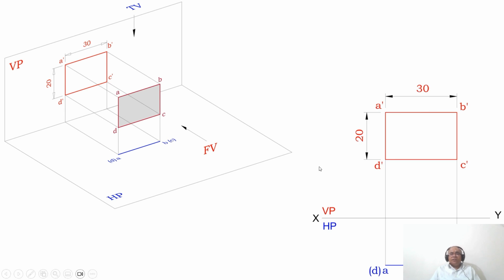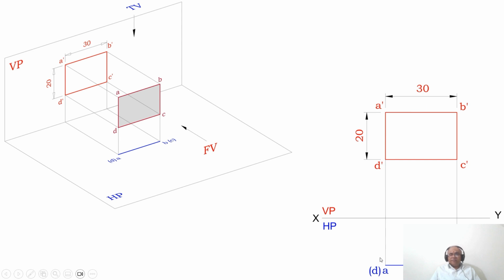How to solve this by using 2D? First I am going to draw an XY line and mark VP and HP. In VP you measure 20 mm vertically and then 30 mm horizontally. Then you construct a rectangle by using the sketchbook, wherein you can measure it directly. Then you mark the points A dash, B dash, C dash and D dash, and you mark the distances of dimension 20 and 30.